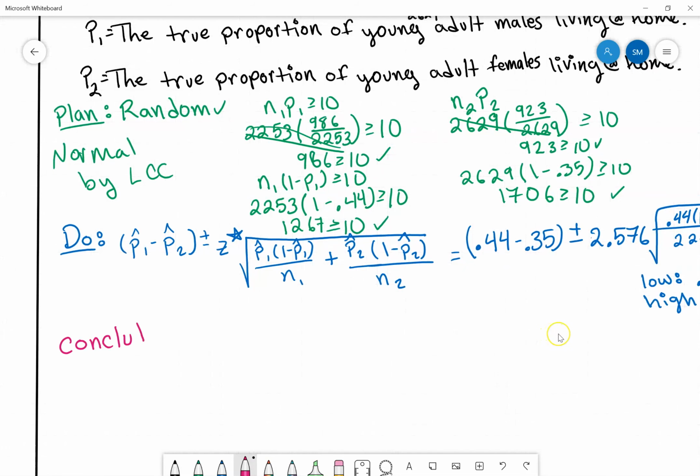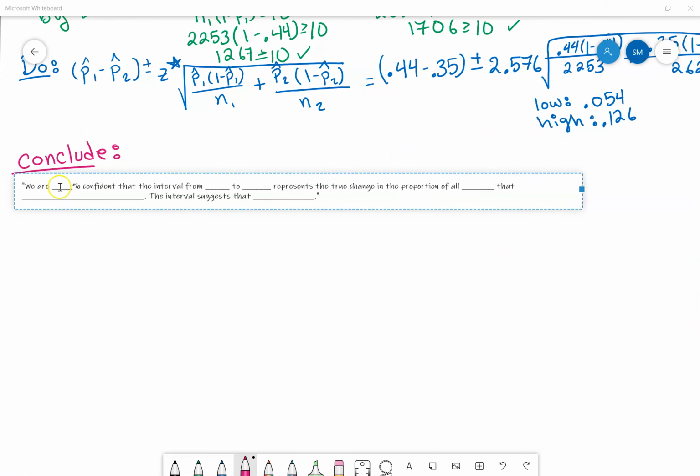So we're going to take that sentence stem from before and we're going to fill in our value. So we say that we are 99% confident that the interval from 0.054 to 0.126 represents the true proportion of all young adults that live with their parents. The interval suggests that. Okay, so now here's what I want you guys to notice.